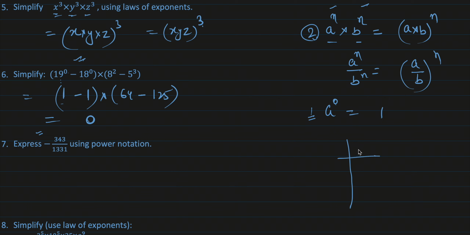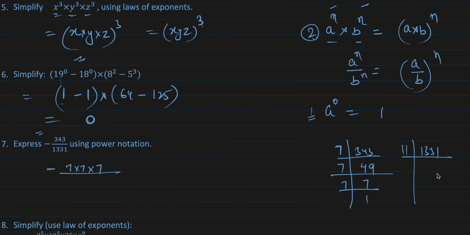Okay, so 343. The number is not an even number, so it won't go by 2. It will go by 7, as I know it's a 7 cube. 7 4s are 28 and 7 9s are 63. Then again 7 7s. So what do you get? This is 7 into 7 into 7. Okay, and 1331. As the number represents, it will go by 11. So 1 2 1, and then again 11 11s, 11 1s. So this is 11 into 11 into 11.